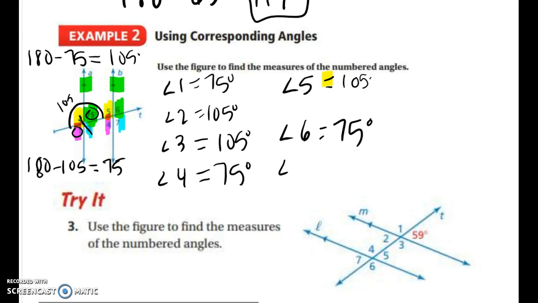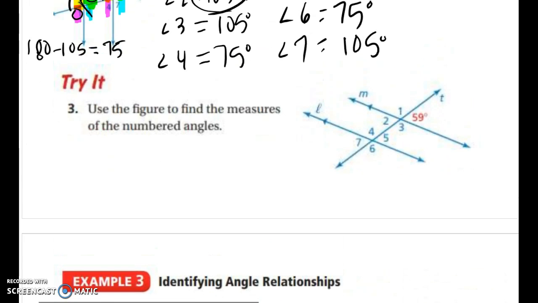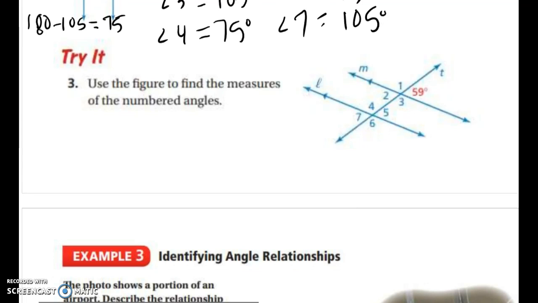Oh, forgot to write number 7. But 7 is also going to correspond with 2, and 2 was 105 degrees, so angle 7 is also 105 degrees. So we were able to find out 7 different angle measurements just by using one known angle, which is actually kind of cool. So now I'm going to have you try number 3 on your own and check yours with mine. So I want you to hit pause and then check yours to see if yours match mine.